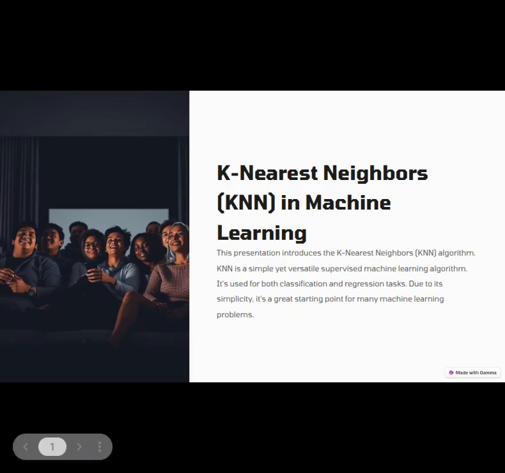Today we're diving into K-nearest neighbors, or KNN, one of the simplest yet most powerful algorithms in machine learning. What is KNN? KNN is a supervised learning algorithm used for both classification and regression tasks. The best part, it's non-parametric, meaning it makes no assumptions about the data distribution. Instead, it simply looks at the k nearest data points to make a decision.